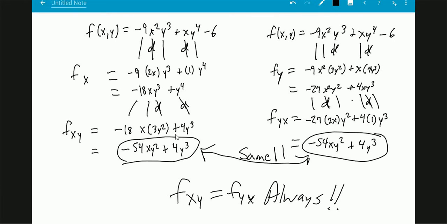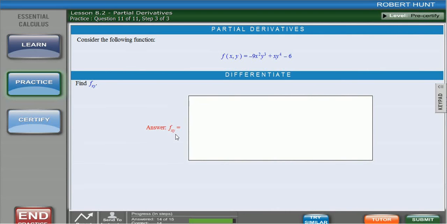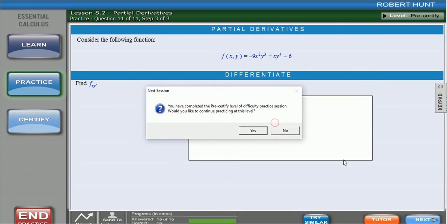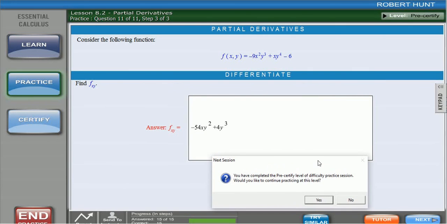Got the same thing. Again, f sub xy and f sub yx are always the same. So it doesn't matter which one of them you do. You should get the same answer either way. Might be a good idea to do both of them and make sure you get the same thing both ways. Because if you don't get the same thing, you know at least one of them's wrong. You can go back and look at your work. Alright, so here we go. Negative 54xy squared plus 4y cubed. And that was correct, and that was the last problem.